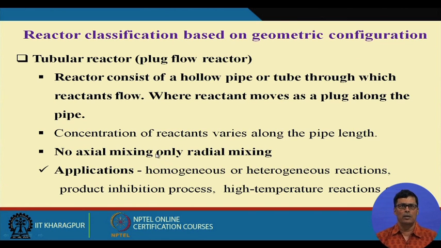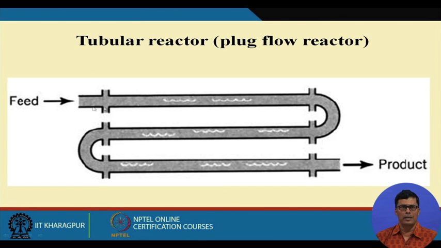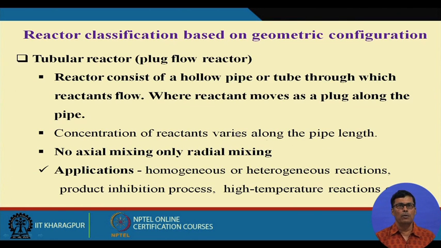Now, the reactor classification based on geometrical configuration: we have the tubular reactor, like the plug flow reactor. The tubular reactor looks like this. It is like a tube. You can see that the liquid feed is coming in one end and the product is going out the other end. This reactor consists of a hollow pipe or tube through which the reactant flows, where the reactant moves as a plug along the pipe.